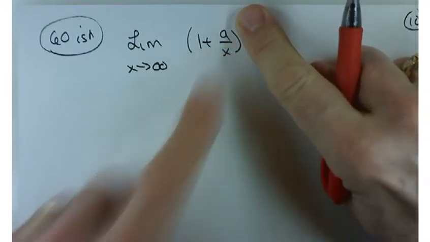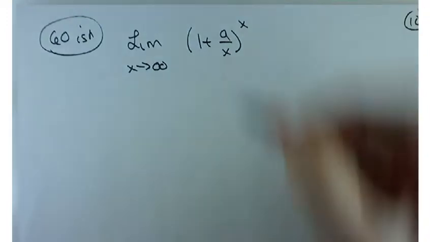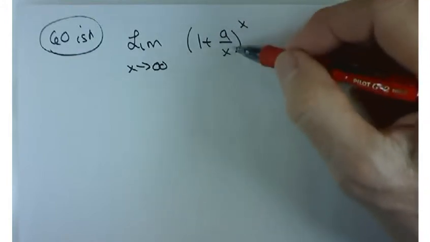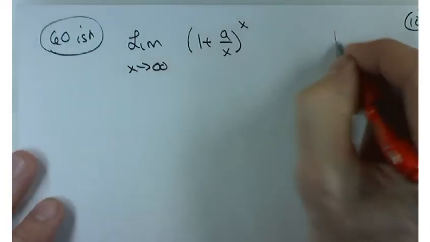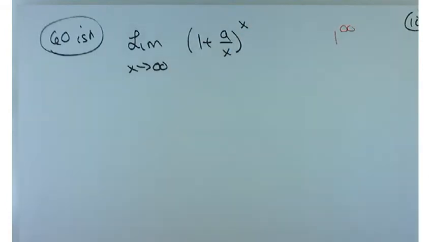A in this problem is considered to be what? A constant. So no matter what number this is, if you divide a constant by infinity, what's that going to go to? It's going to go to 0. And the overall term in parentheses would go to 1. So I've got 1 to the infinite power.